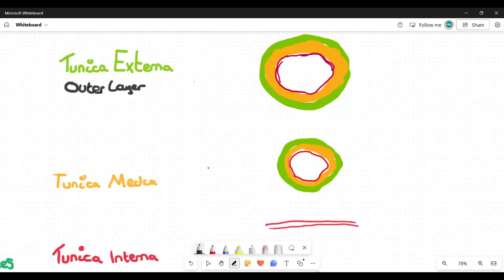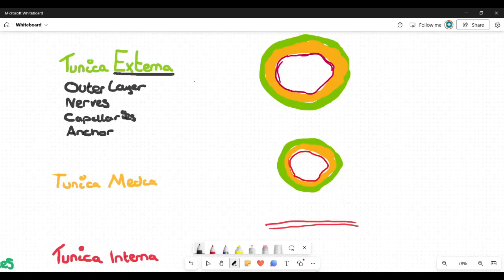The Tunica Externa is the tough outer layer of the blood vessel. It contains nerves and, in larger blood vessels, capillaries to feed the tissues themselves. The Tunica Externa connects to organs and to connective tissue to anchor the blood vessel in place and to keep it from moving or twisting, because you don't want it getting tangled.